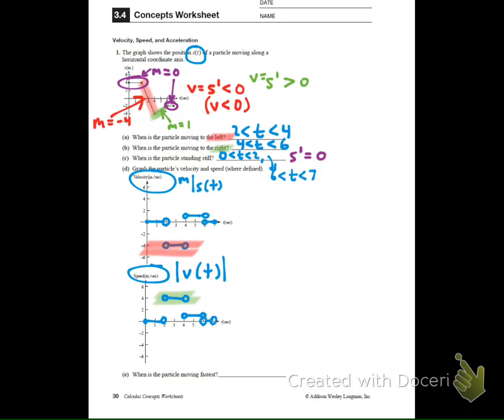That's the graph of the speed. And then down here at the bottom, when is the particle moving the fastest? Well, that's when the speed is greatest. We can see that clearly right there, and I'll circle it, between t equals 2 and t equals 4. So hopefully that gives you a good solid understanding of that particular problem.